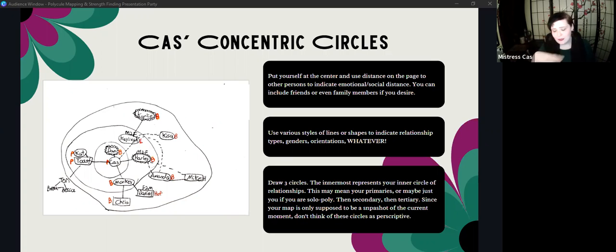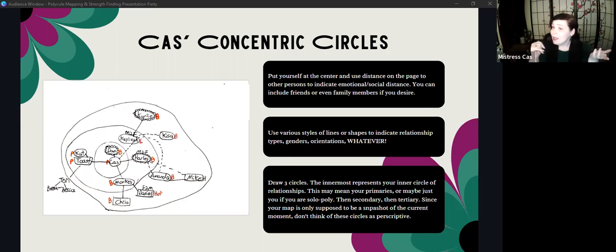I use 3 circles though to represent the levels of relationships. So the innermost circle represents your inner circle of relationships, my inner circle of people, my top 5 kind of thing. Some people might think of this as their primaries, whether that's a single primary or multiple. And then, outward to the secondary and then the tertiary level.